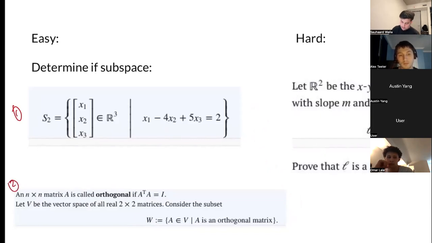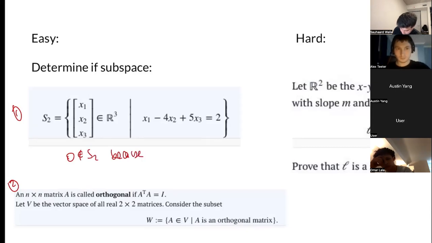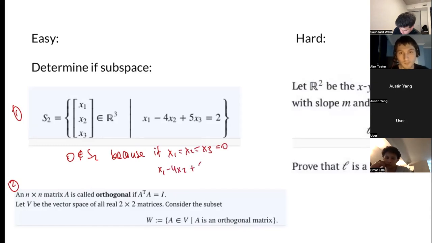Okay, the first and second questions here. First one, do people think it's a subspace? No, perfect. And that's the first thing you should always be thinking: would zero be a part of it? We see that zero would not be a part of S2, because if x1 equals x2 equals x3 equals 0, then x1 minus 4 x2 plus 5 x3 equals 2 doesn't hold.